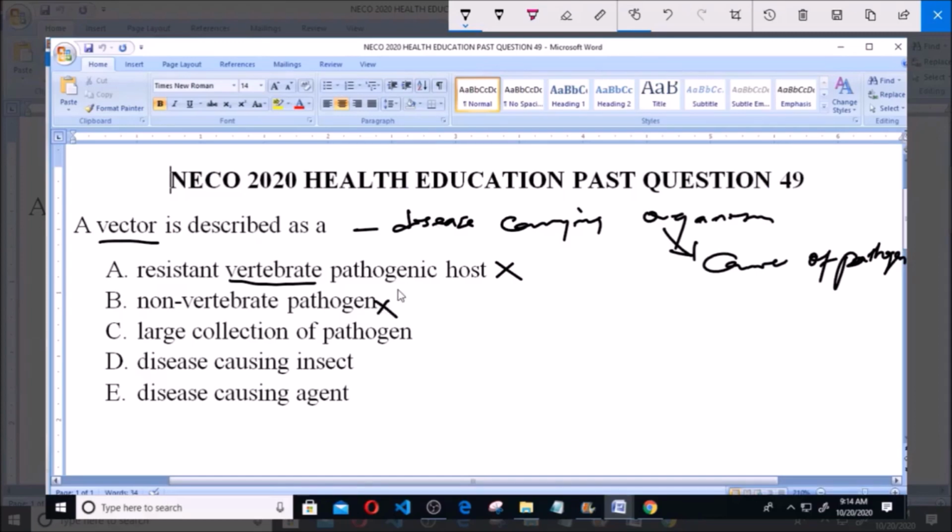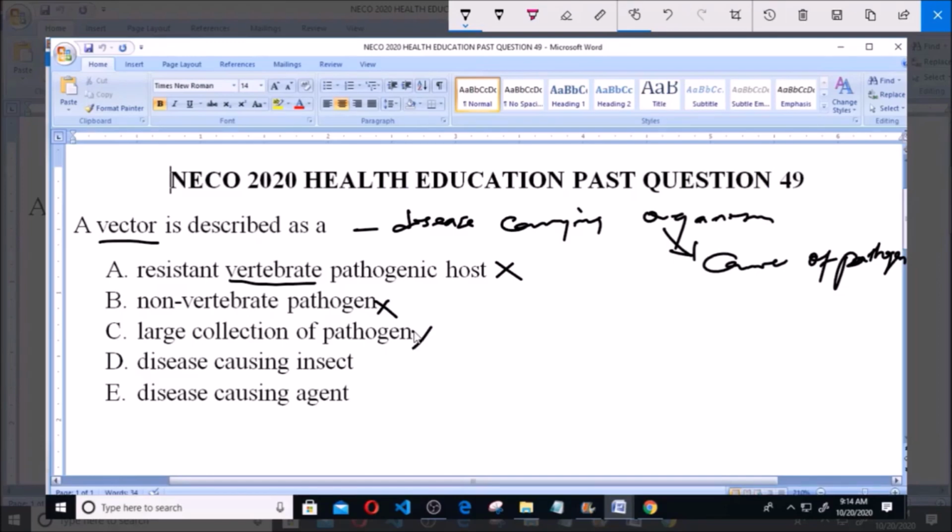invalid. Now C says large collection of pathogens. Like I said, vectors are not pathogens. There's a difference between pathogens and vectors. Pathogens are the disease-causing organisms, while vectors are these pathogen carriers. So they are disease-carrying organisms.